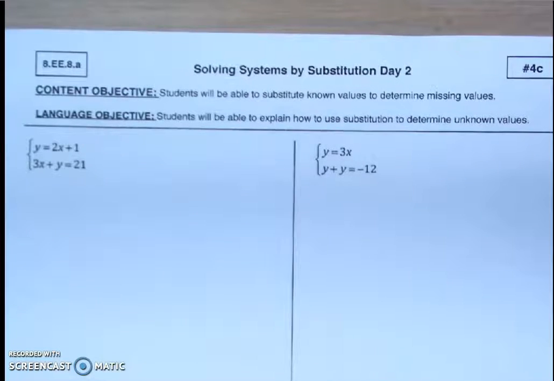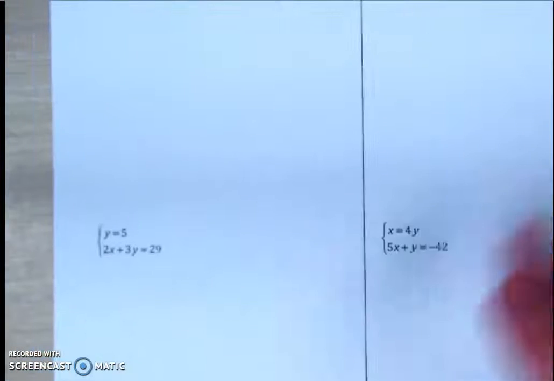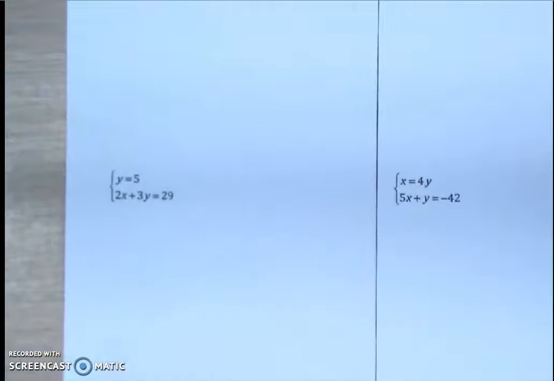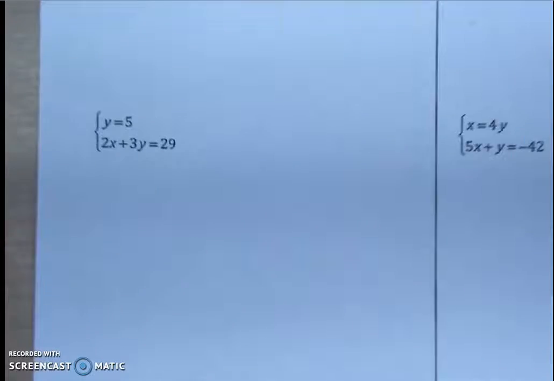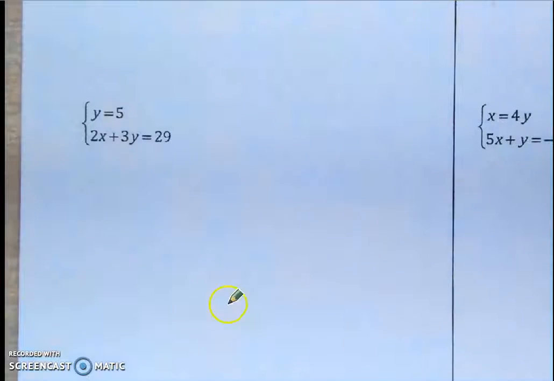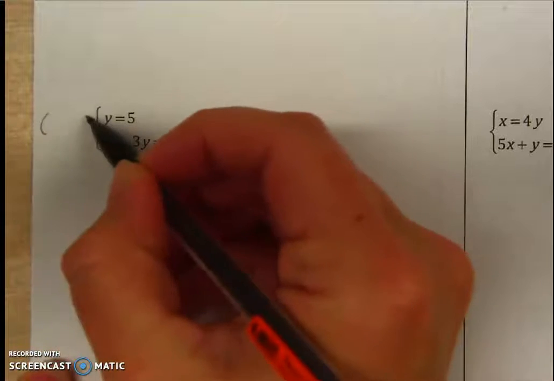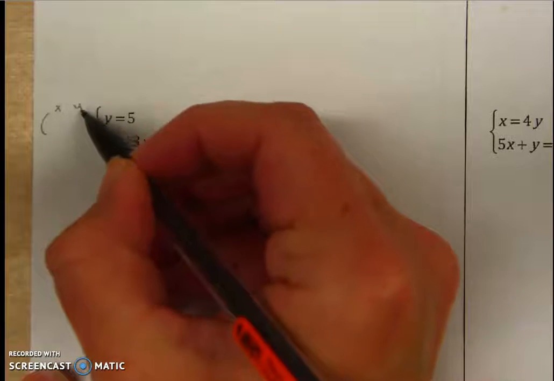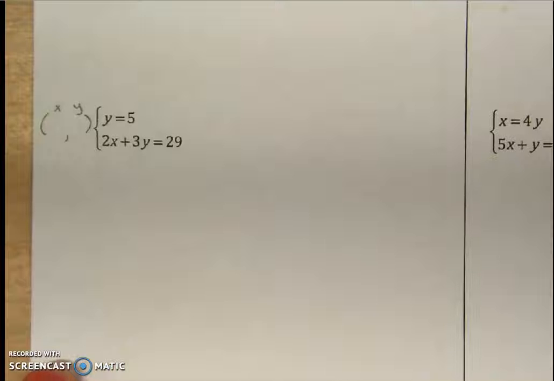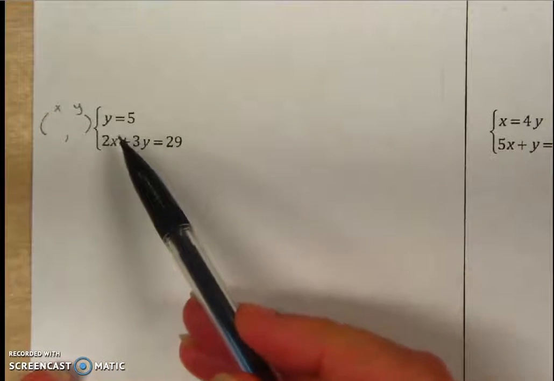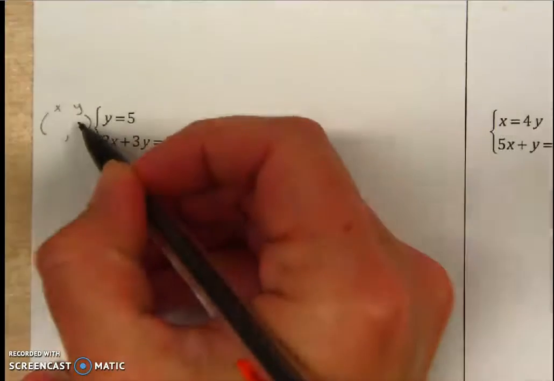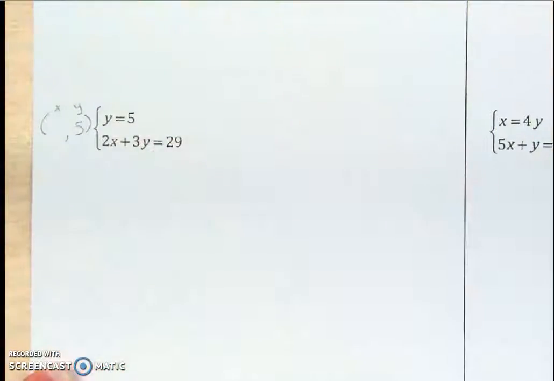I'm actually going to have you start down here on this one, on y equals 5 and 2x plus 3y equals 29. Now remember, what we're looking for is an ordered pair. We're looking for both an x and a y that works for both equations. Now this one's a nice easy one to start with because they're already telling us that y equals 5. So I have that part. Y is equal to 5.